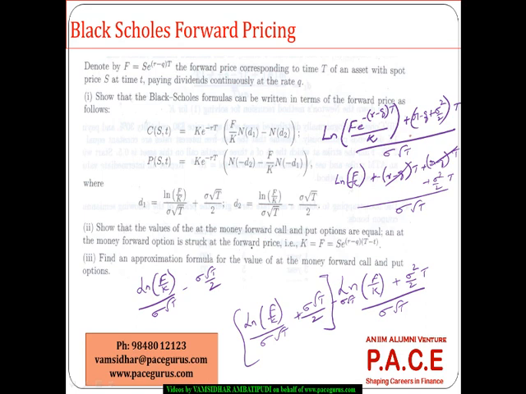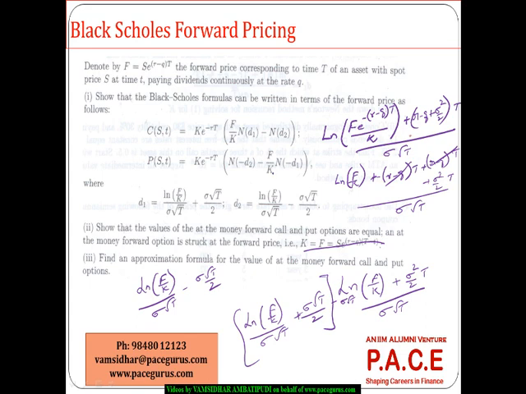Values of the at the money forward call. So we are talking about at the money forward call and put options being equal. At the money forward is struck at the forward price. So if the forward price is K equal to F, which is working out to S e to the power (r minus q) times T, then the call and the put are going to be the same, because the put option is going to work out with this kind of a formula.